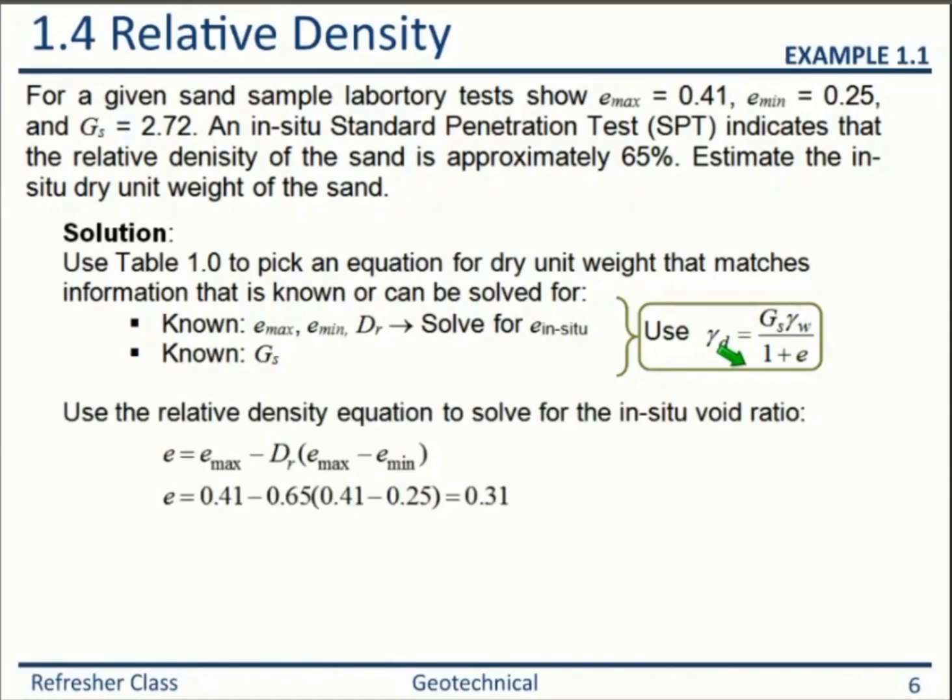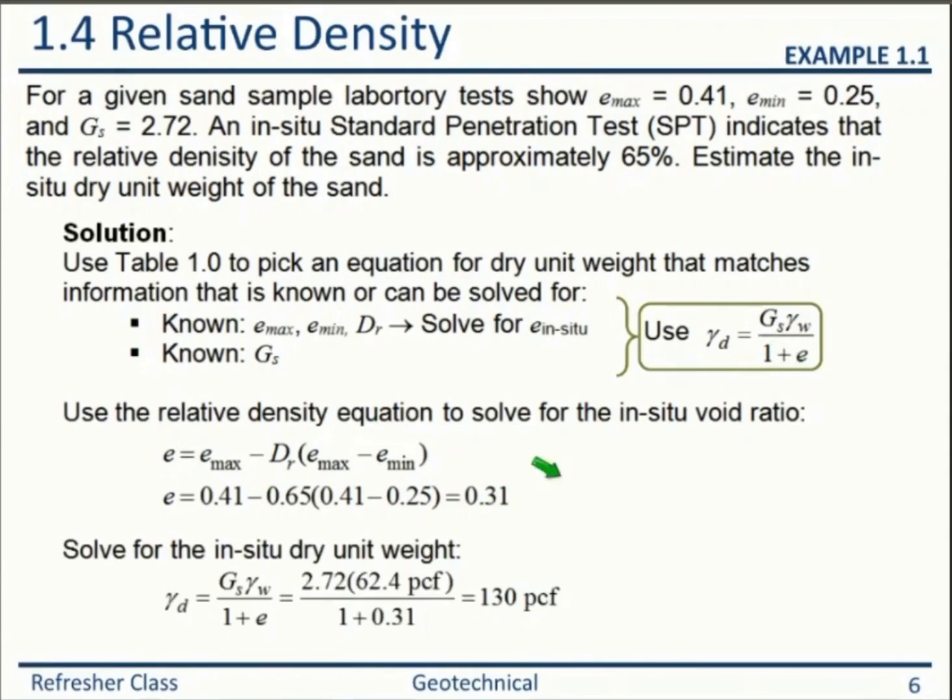So if you use these equations, with this void ratio, you plug in these values and you will get gamma D, which is the parameter that has been asked for there, right? You have been asked to calculate the dry unit weight of the sand, and you did. So this is basically using the different equations presented in the table, depending upon the parameters given in the problem. Okay, very good.